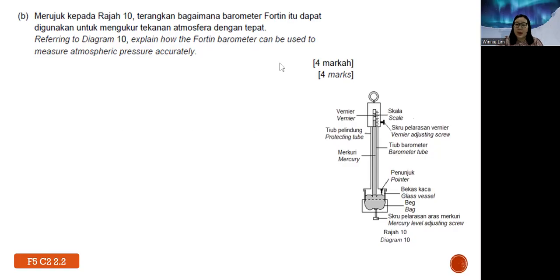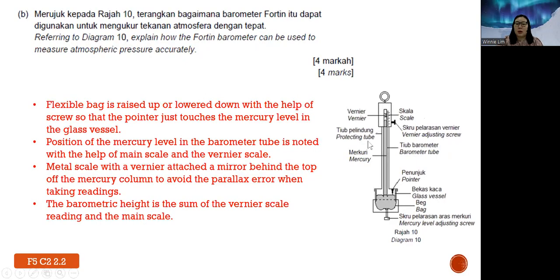Okay, so we look at the answer scheme, and then you may actually get the idea, so you will know how to answer in case this type of question comes up. But rarely will SPM ask something that is more in-depth and not really in the textbook. So let's have a look at how the answer looks. The flexible bag is raised up or lowered down with the help of the screw, so that the pointer just touches the mercury level in the glass vessel.